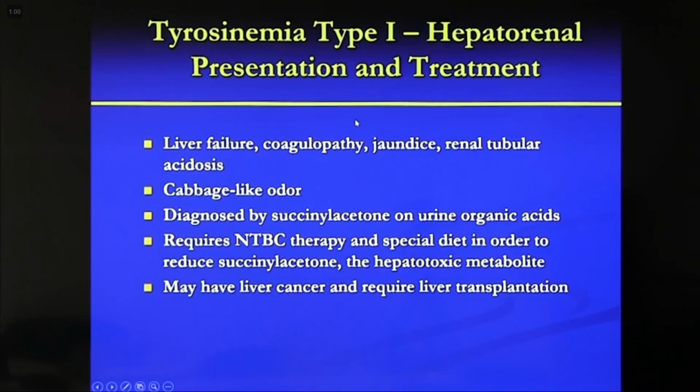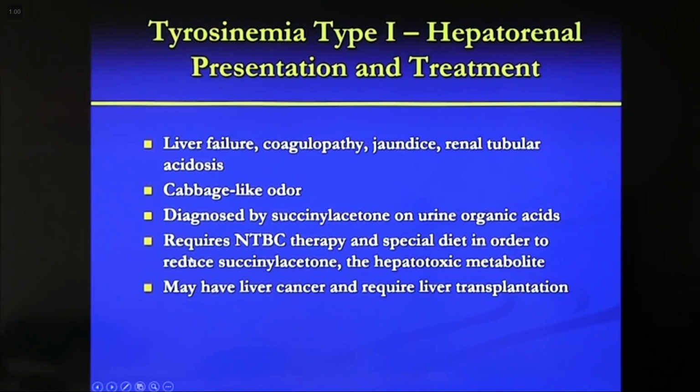When you think of tyrosinemia type 1, that is really hepatic failure. It does also cause renal failure later, but the big thing is it can cause liver failure, coagulopathy, jaundice, and then later renal tubular acidosis. They do describe a cabbage-like odor with this. People say, well, you have increased tyrosine, you have tyrosinemia. That's not the only thing, though, because with tyrosinemia, you can have other things that cause it. The tyrosinemia type 1 metabolite is succinylacetone on urine organic acids. I have seen that on some board questions.